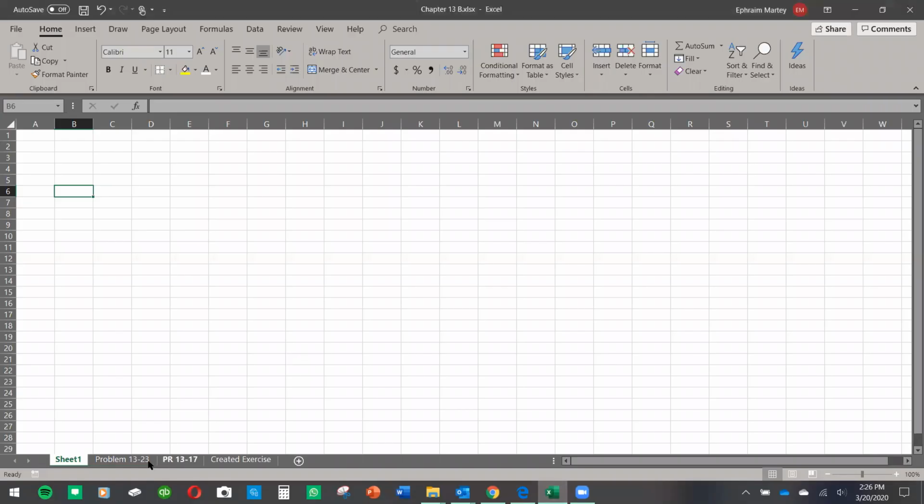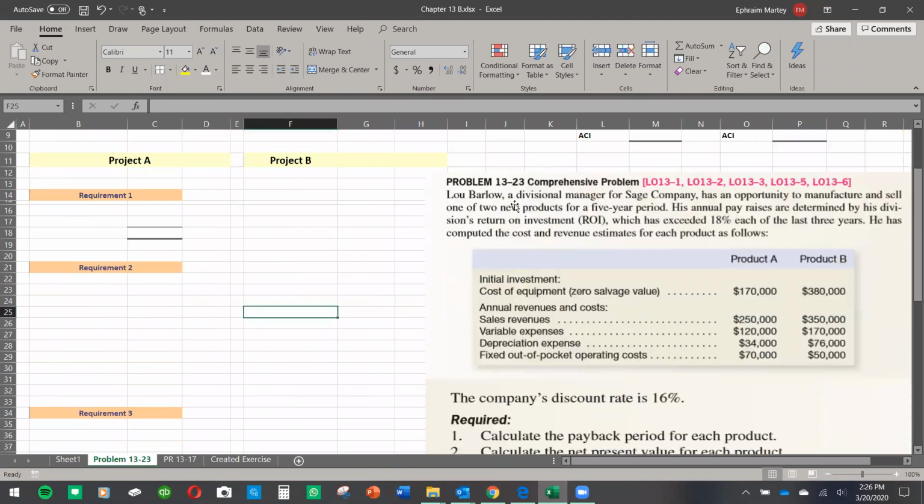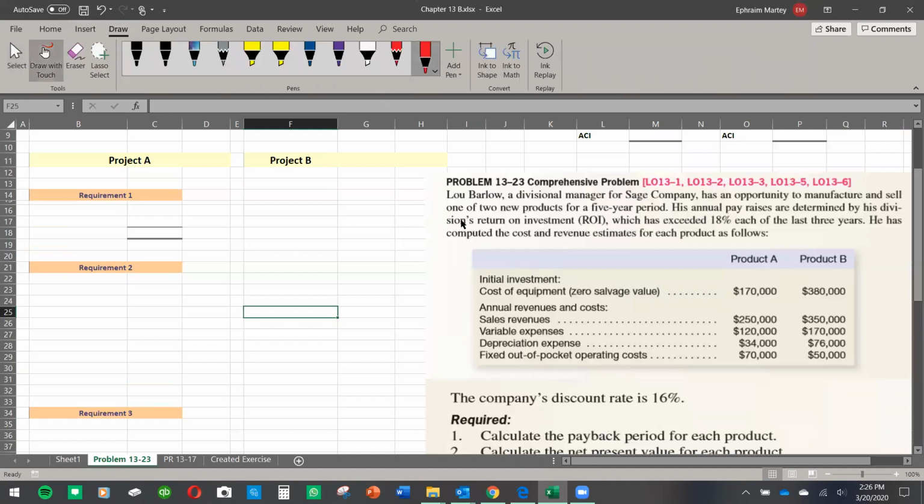Just a reminder that our exercises are taken from the 15th edition of Garrison Brewer Managerial Accounting book. In this exercise, we have a comprehensive problem. That is problem 13-23. In this problem, we have Lou Balu, who is a divisional manager for Savage Company, has an opportunity to manufacture and sell one of two new products for 5 years. So the investment will take a period of 5 years.